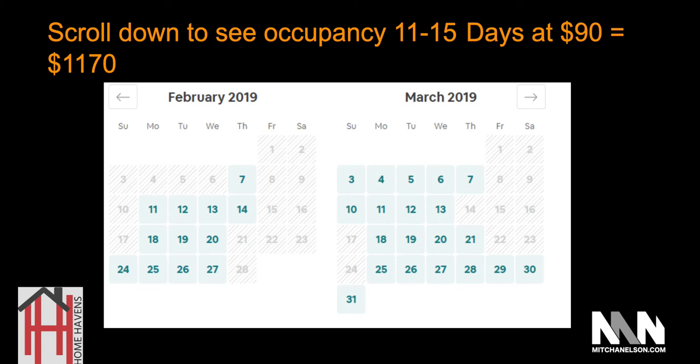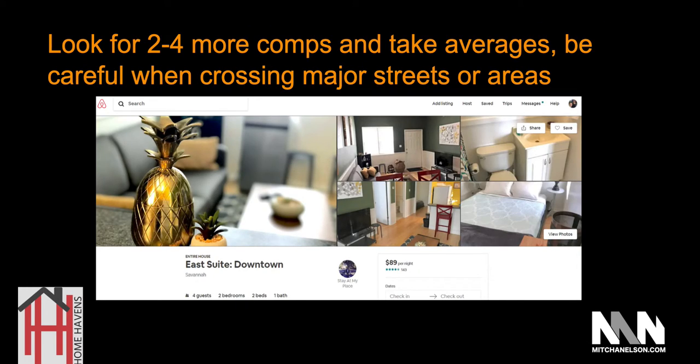And again, this is just running comps. These results aren't necessarily typical. This is just the example we're running today. Go back to the map, click on those prices, and look for 2 to 4 more comps. Open them in different tabs so you can look at them all at the same time and take some averages. Be careful, just like in long term and in that fix and flip class, when crossing major streets or areas.